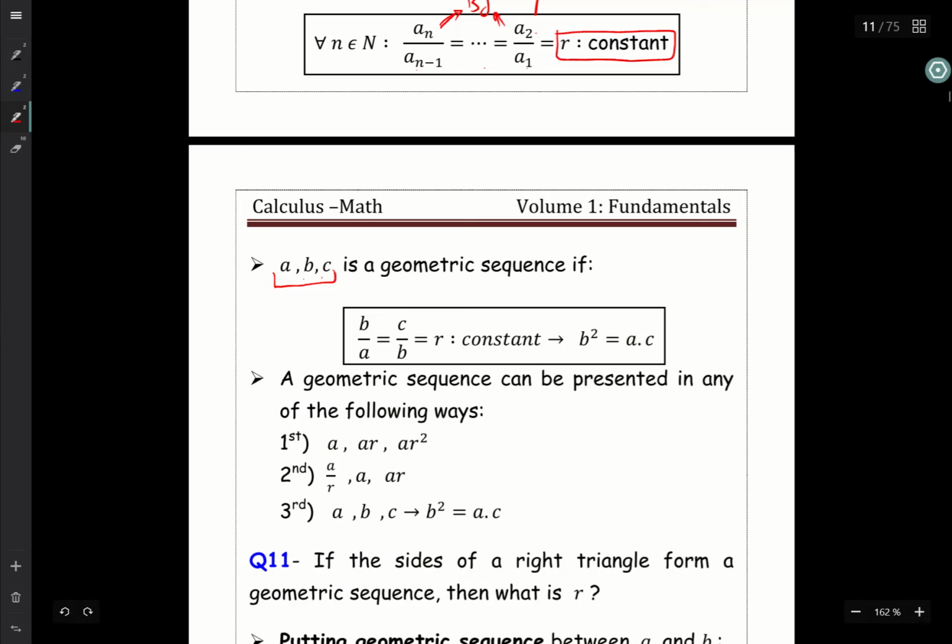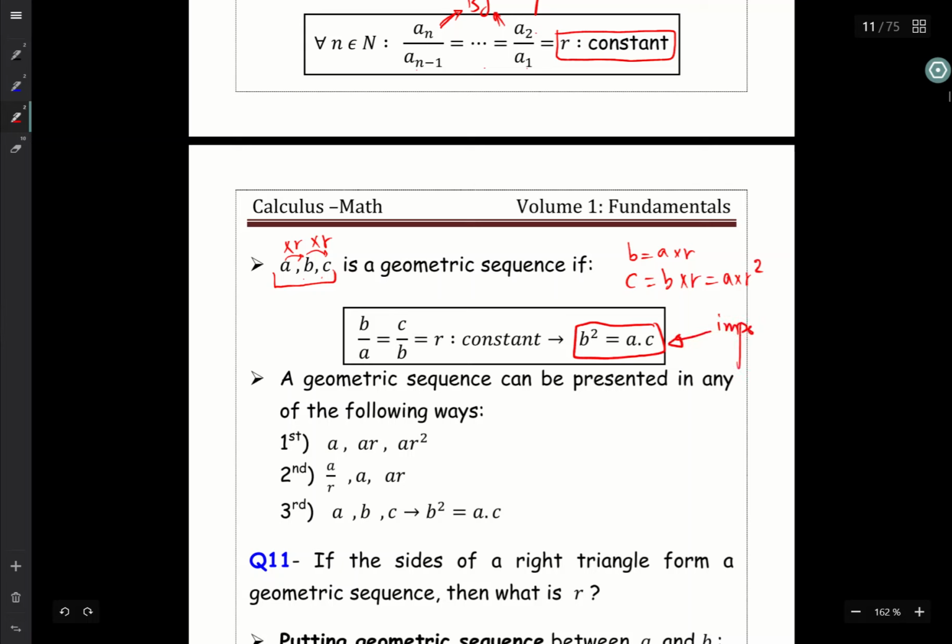Now, if A is some term, B is the next term, and C is the next term, we have to multiply by R, right? So B should be A times R, and C should be B times R, which is A times R squared. Now, the very important thing now becomes that B squared is A times C.